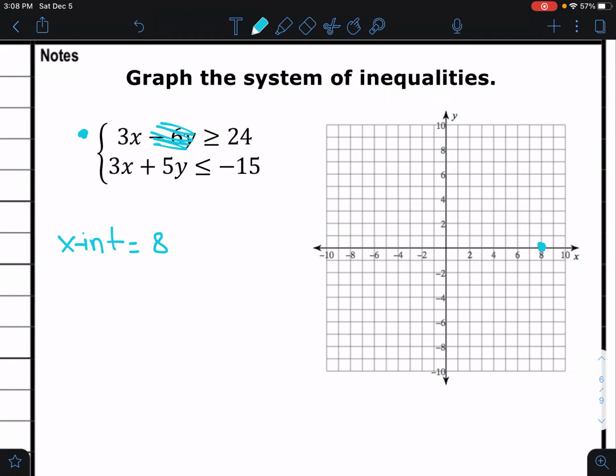Now we're going to cover up the x and find my y-intercept. So my y-intercept would be, I have negative 6y equals 24. Again, pretending it's an equal sign for now. Then divide by negative 6 on both sides, and that would give us a y-intercept of negative 4. So I want to make a dot on the y-axis at negative 4. This is the fastest way to graph standard form. We've talked about this before. And now I want to draw my line.